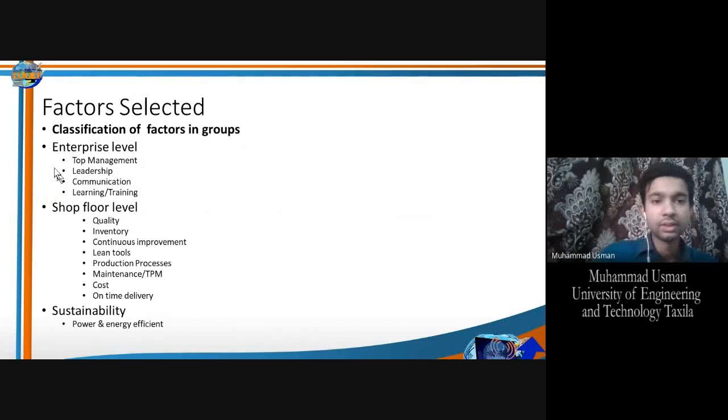The factors selected are first classified into three groups: enterprise level, shop floor level, and sustainability. In total there are 15 factors, classified in three groups: top management, leadership, communication, learning, quality, and these you can see in the slide.